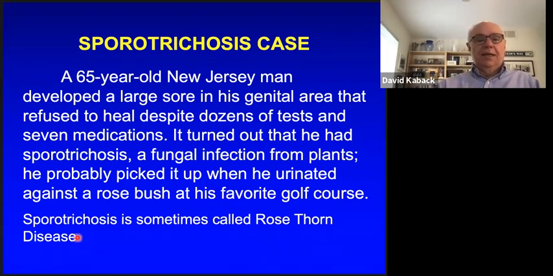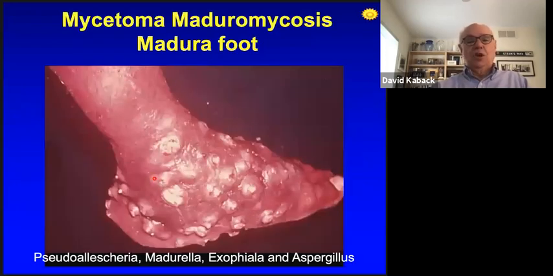Okay, now that goes to the fact that sporotrichosis is sometimes called rose thorn disease, and agricultural workers working on rose bushes sometimes get it because it's a normal soil fungus that's out there. It gets on a rose bush and a rose thorn and can cause that infection. Other soil organisms that cause subcutaneous infections are these guys: Pseudoallescheria, Madurella, Exophiala, and Aspergillus. We'll hear more about that later.